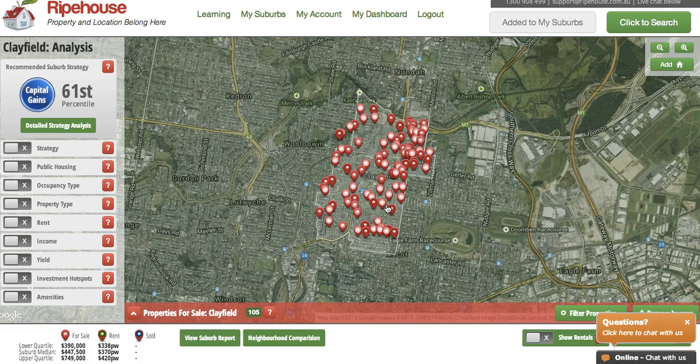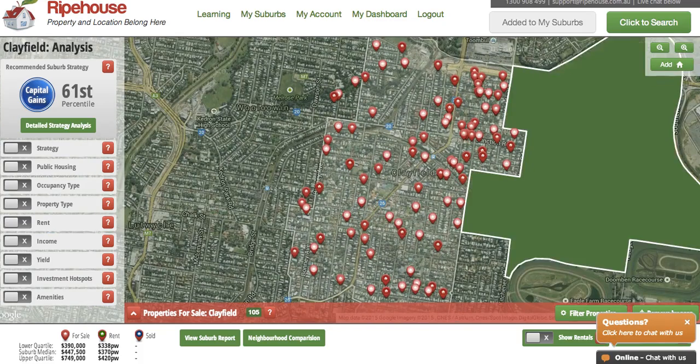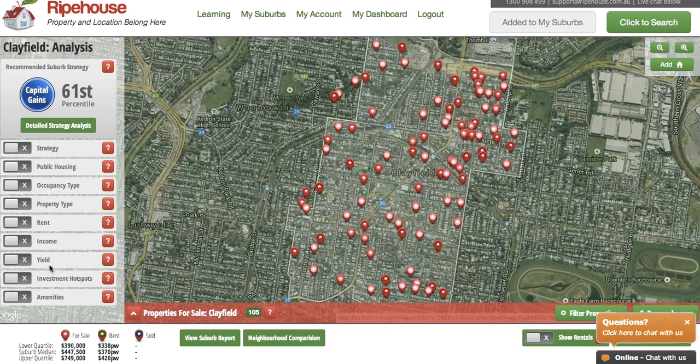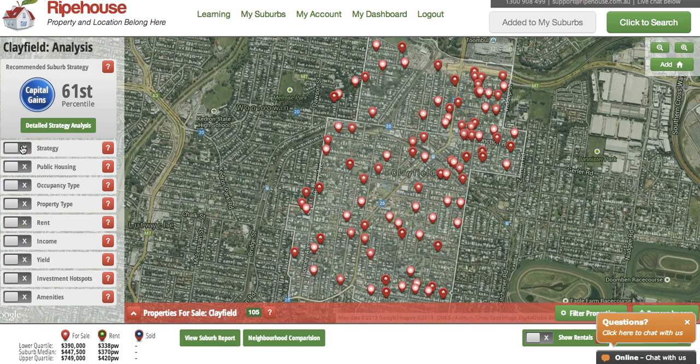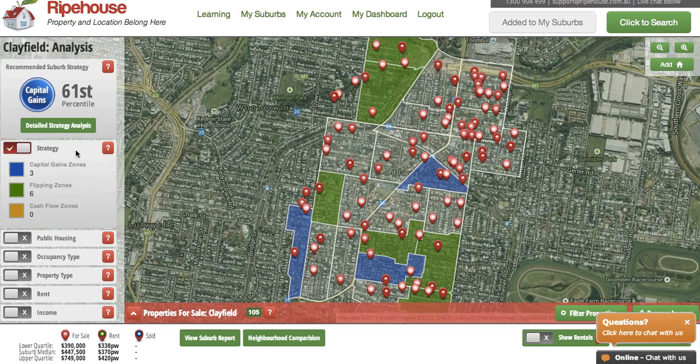Next stage is I want to understand the suburb dynamics. I want to see the areas in the suburb that might be primed for capital growth. I'm going to zoom in the map a little bit here. It's the plus and minus zoom buttons here. These are the toggles over here on the left, which relate to applying overlays to the map at an area or street level. We can turn the strategy overlay on, and that's going to quickly show us these 3 zones in the suburb that are most appropriate for capital growth.